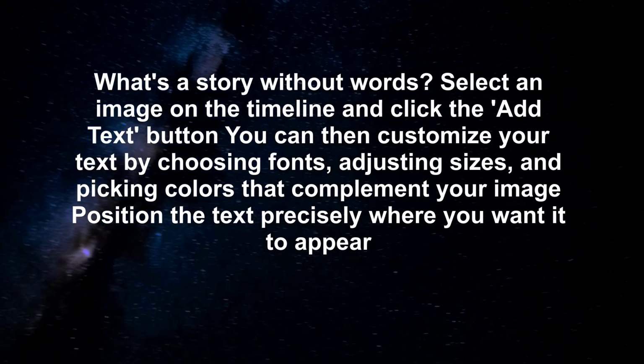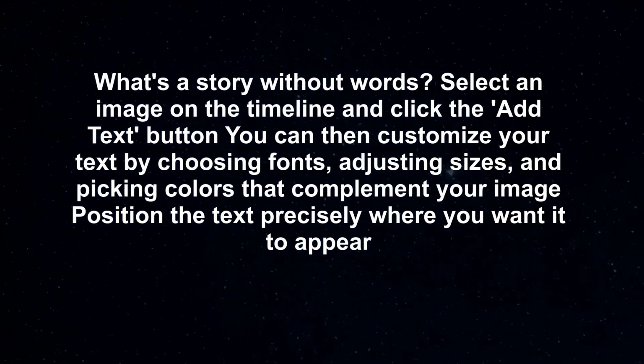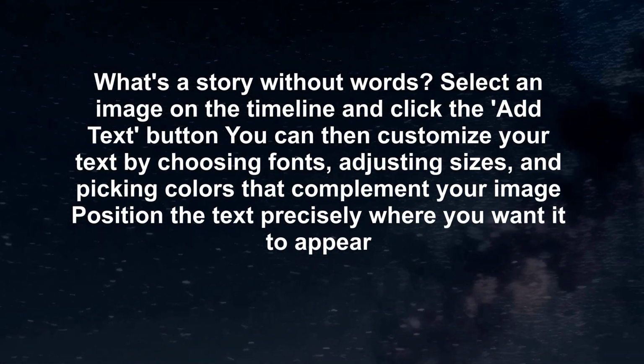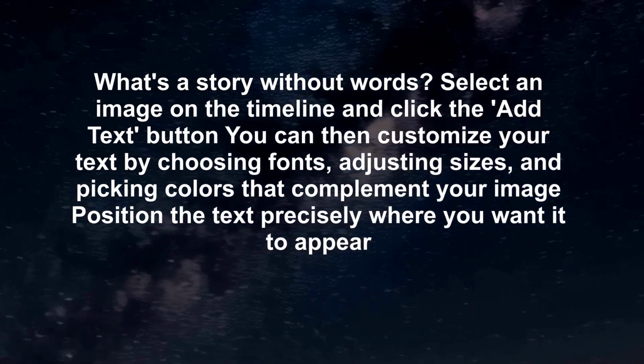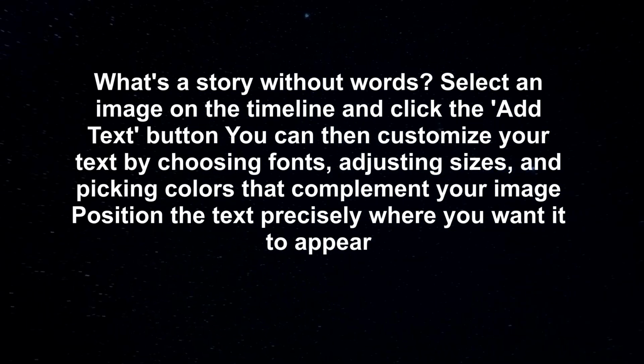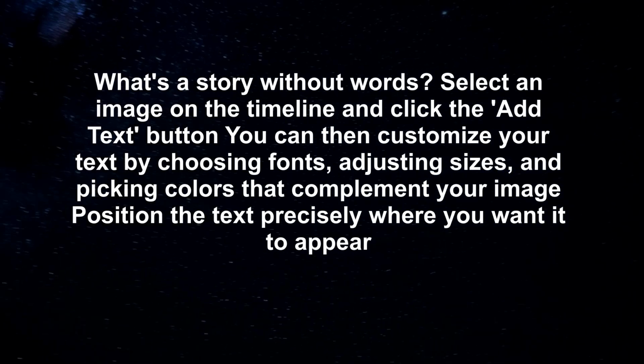What's a story without words? Select an image on the timeline and click the Add Text button. You can then customize your text by choosing fonts, adjusting sizes, and picking colors that complement your image. Position the text precisely where you want it to appear.